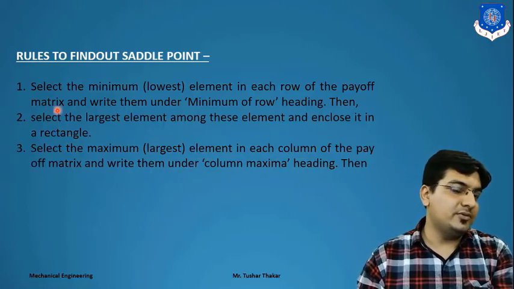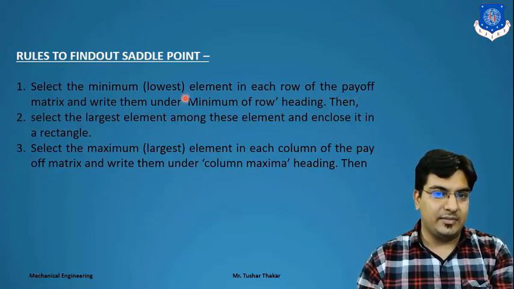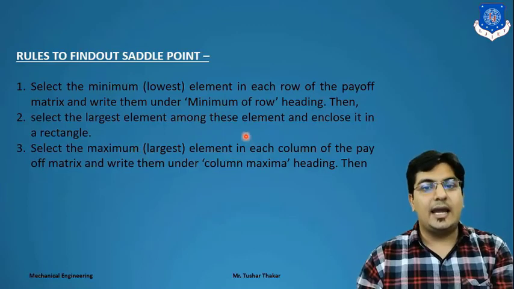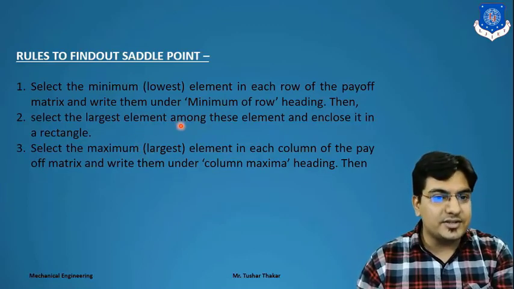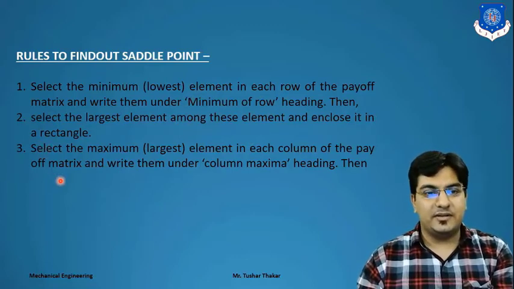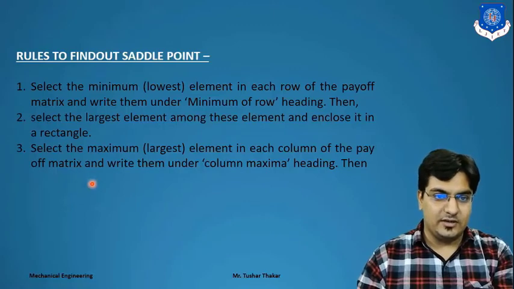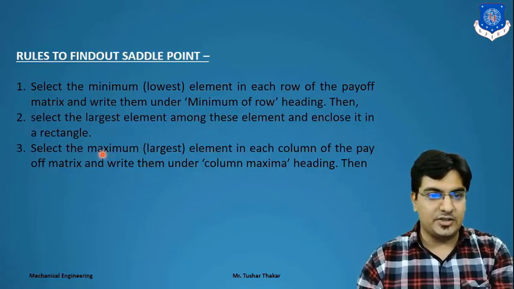First, what we have to do, we have to take a minimum value from the row and write that in the minimum row heading, and put a rectangle on the largest value of the row minima. Clear? Then after that we have to proceed for the column. We have to write the column maxima, the maximum value of each column.